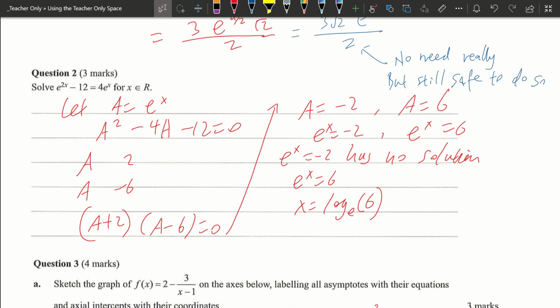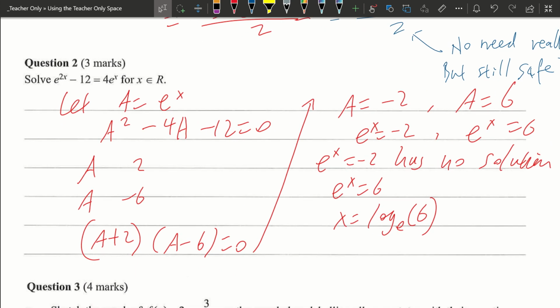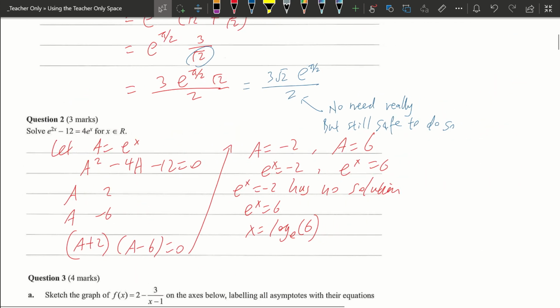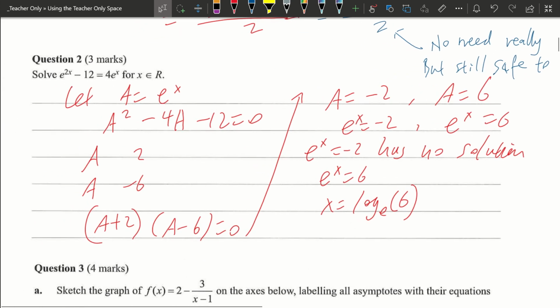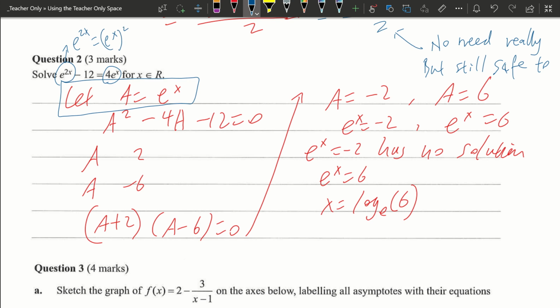Okay, and then we have a solving exponential question. e to the power of 2x minus 12 equals 4 times e to the power of x. x is a real number. So here's a trick that you should have practiced. We have practiced a lot. Let some letter a be e to the power of x, because see this is e to the power of 2x and e to the power of x. So that is really e to the power of x all squared. So really it's a quadratic.